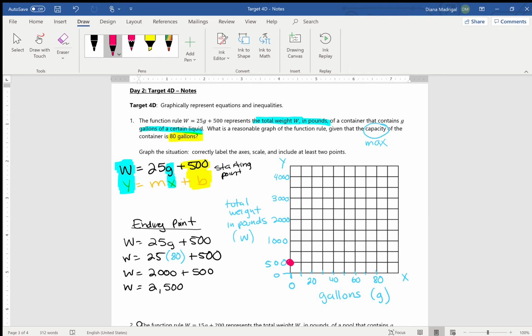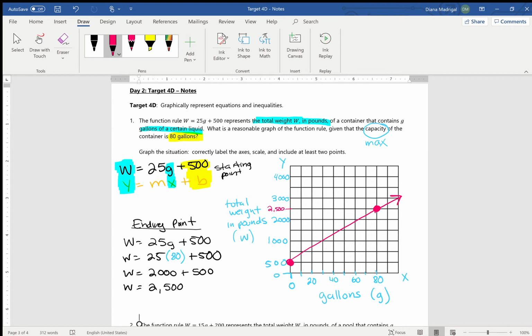And the next point, when it's 80 gallons, we're going to have 2,500. So that's right here. This is going to be 2,500. It means that this is your second point, the ending point. You have your 2 points already. You're going to connect those 2 points and create your line. And remember, this was an equation, so we don't have to shade anything. We just leave it like that.